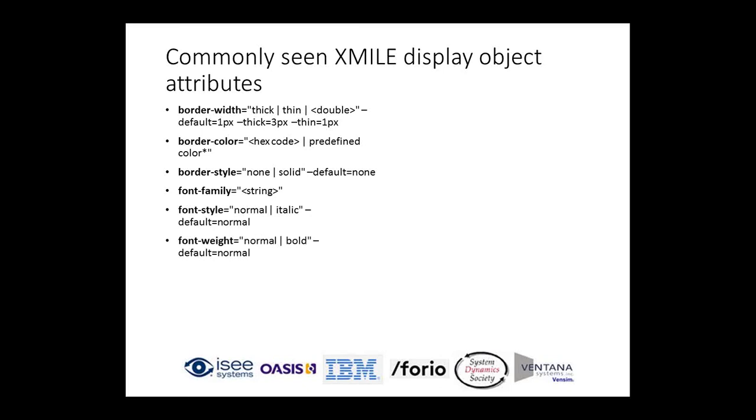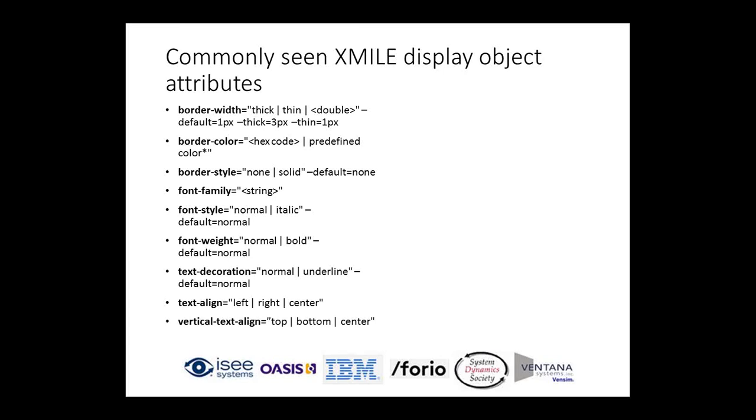And these are really borrowed heavily from CSS. As much as possible, we've tried to stick with the CSS standard. So we have font weight, normal and bold, text decoration, normal and underline. Again, all enumerations so that we can add to them. Text align, so how is the text aligned within its area, left, right, and center. Vertical text align, top, bottom, and center.